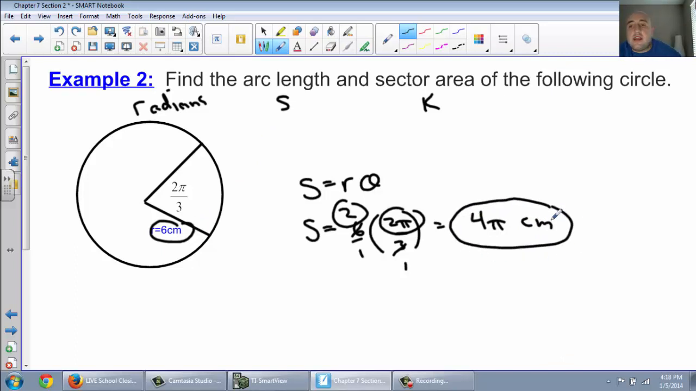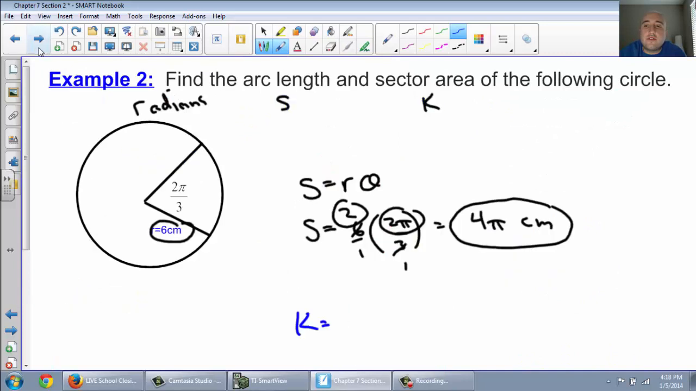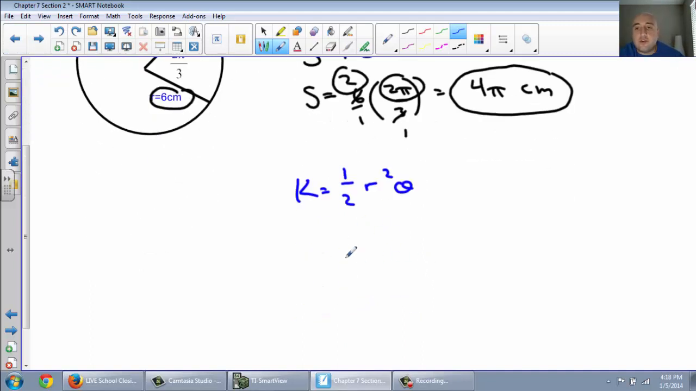Okay. And lastly, let's do K. And if we go back to our cheat sheet here, K is 1/2 times R squared times theta. K equals 1/2 times R squared times theta. Okay, so let's fill in everything we know. We know 1 over 2 times R squared. R is 6, so 6 squared is 36 times theta, which was 2 pi over 3. Okay, so all I have now is a couple fractions. 2 over 2 cancels. 3 goes into 3 once. 3 goes into 36 12 times. And let's see here.